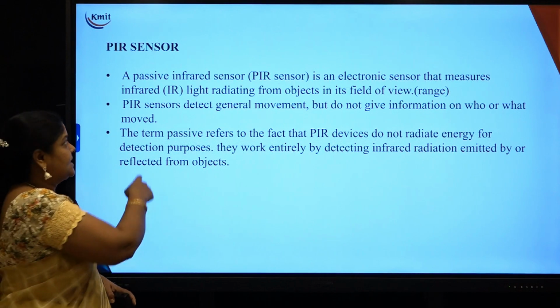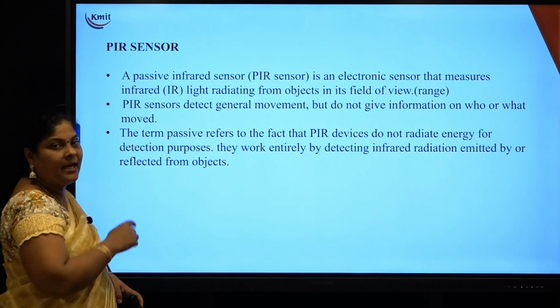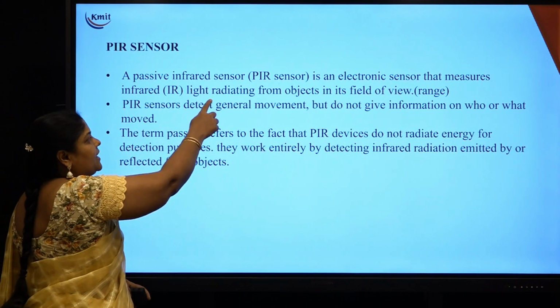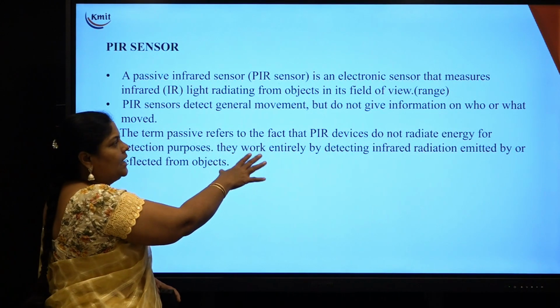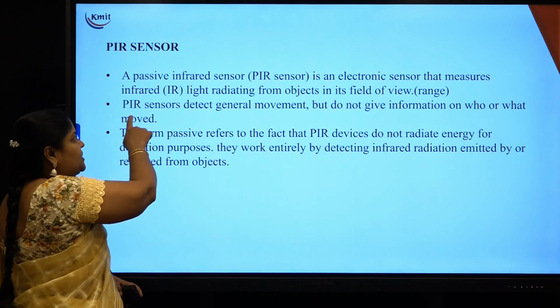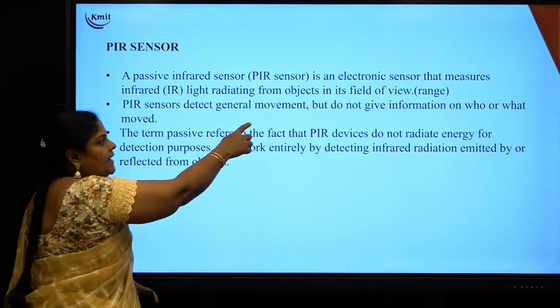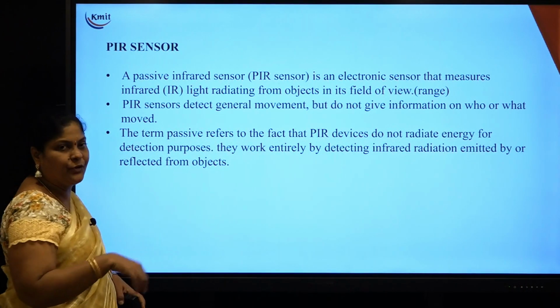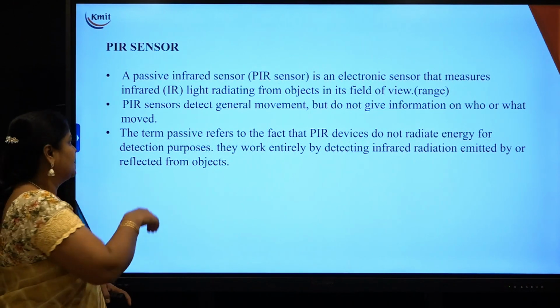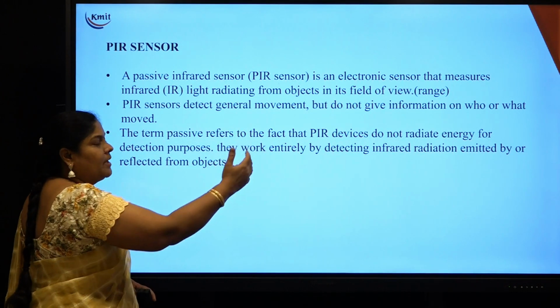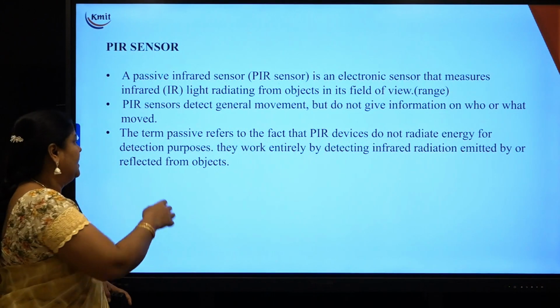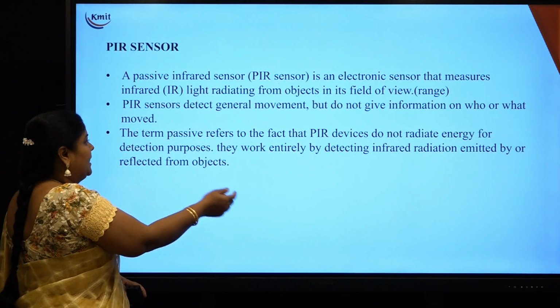Next type of sensor is PIR sensor. PIR stands for passive infrared sensor. So this passive infrared sensor is an electronic sensor. It will measure the infrared light radiating from the objects in its view or in its sensing range. And next, PIR sensor can detect the movement of an object in front of it. This will be explained in detail in the next slides.